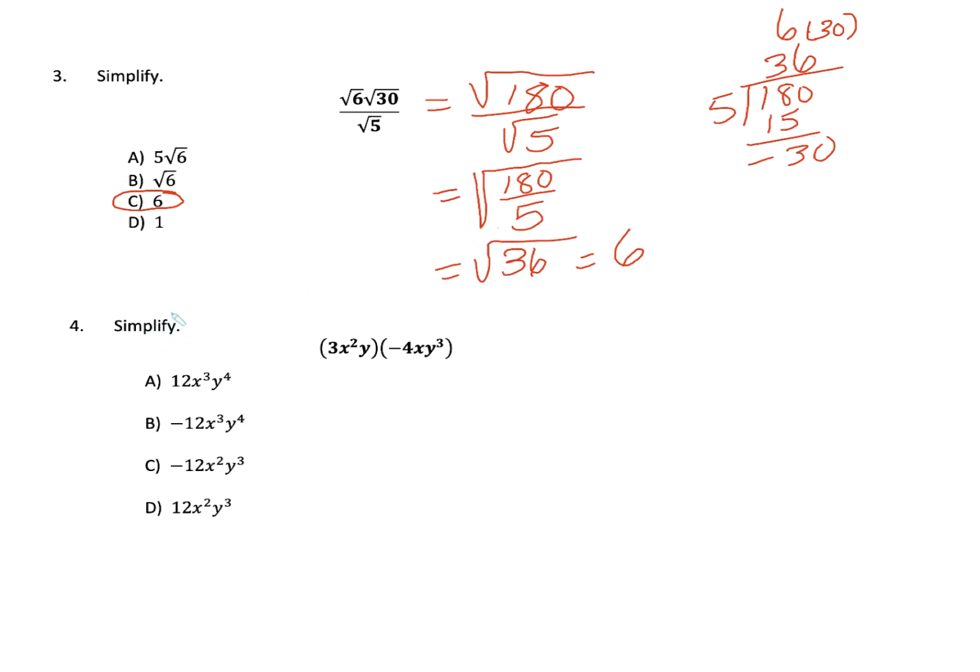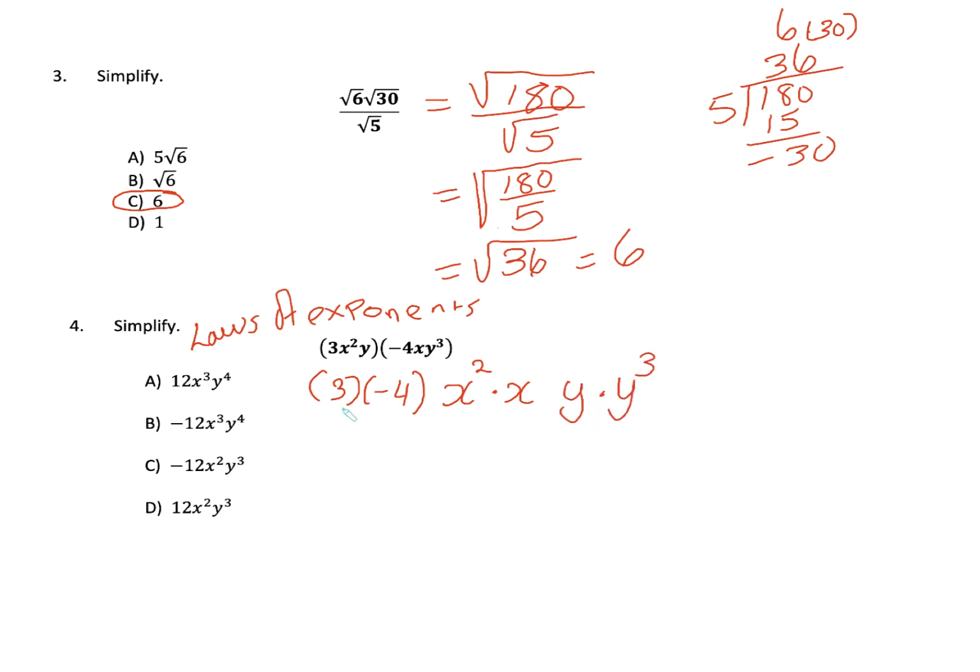Questions 4 and 5 are your laws of exponents. So here, this is your laws of exponents, which is your product rule, your power rule, your quotient rule, your negative rule, and your zero rule. So here we're multiplying. So the 3 and the negative 4 will multiply each other. The x squared times the x will multiply each other, and the y times the y to the third will multiply each other. Now these are integers, so we're going to attack them just like integers, and if you had to multiply 3 times negative 4, your answer is negative 12.